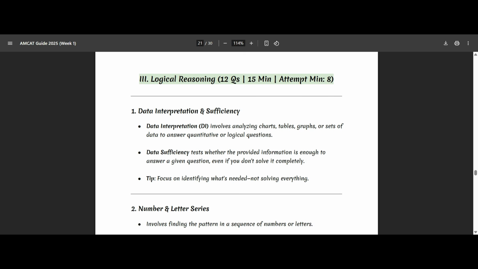Those of you who are going to AIML or specialization will get a subject, statistics for data science. DI, or data interpretation, is the root of statistics. This usually deals with analyzing charts, tables, graphs, or sets of data to answer quantitative or logical questions. Data sufficiency tests whether the provided information is enough to answer a given question even if you do not solve it properly, and you focus on identifying what's needed, not solving everything.